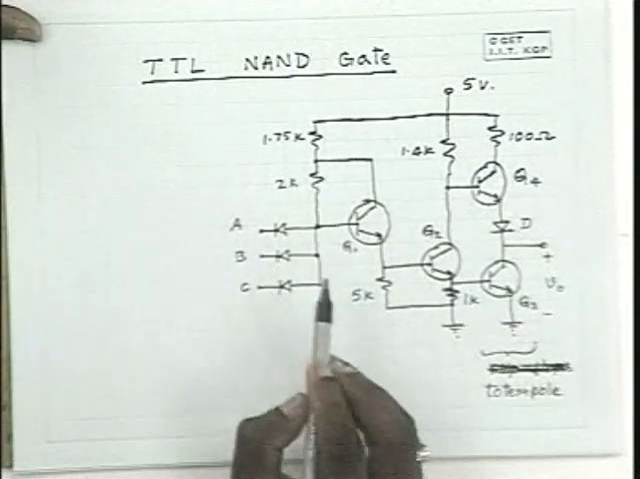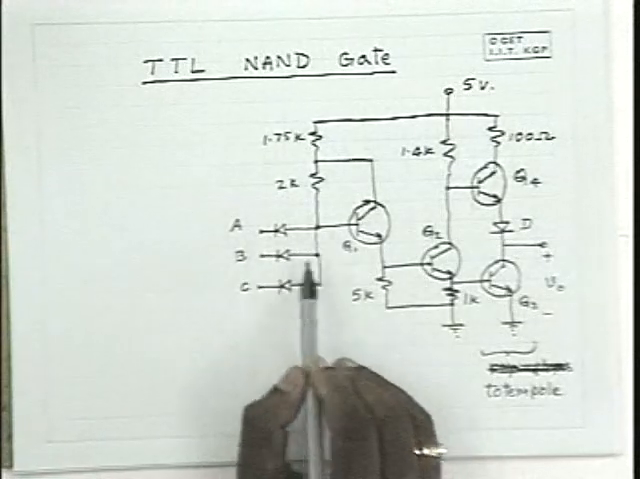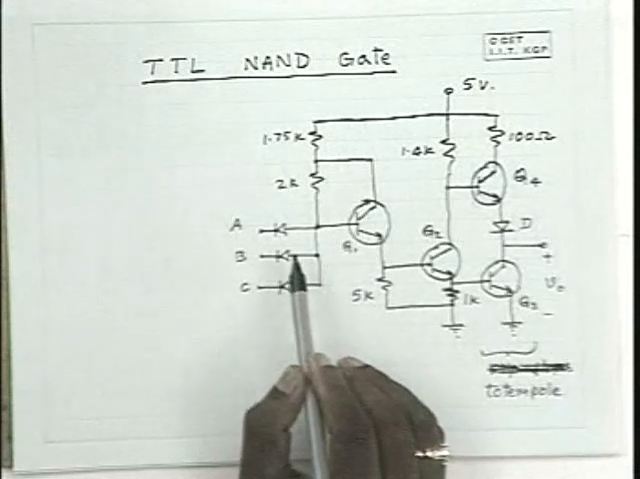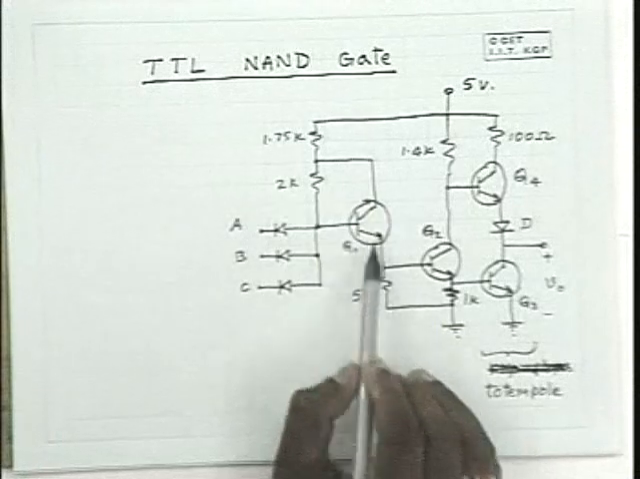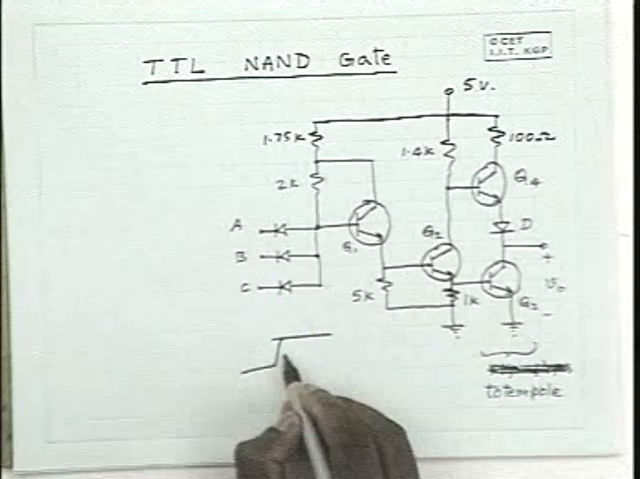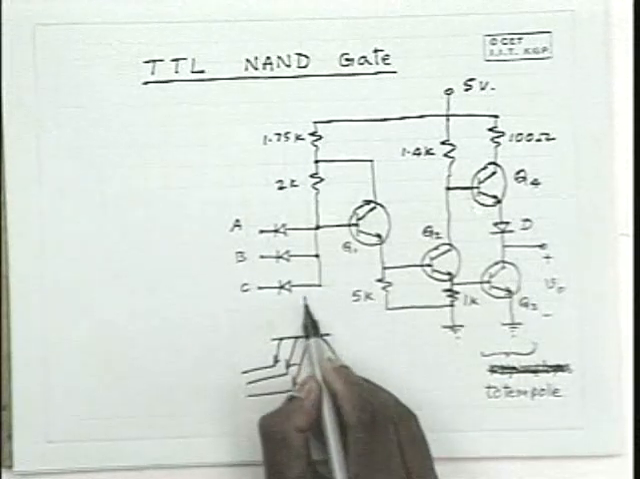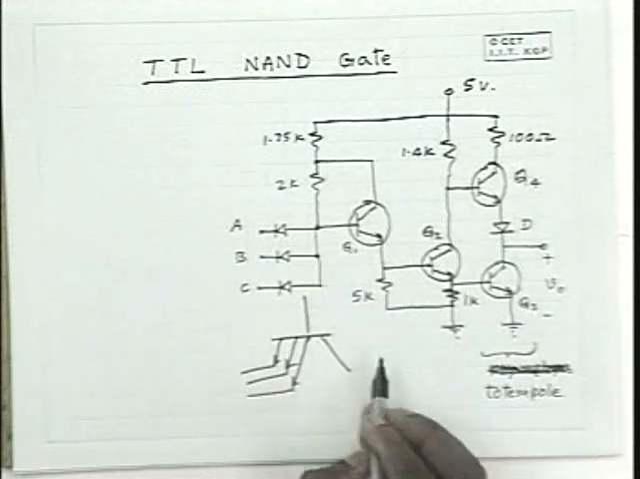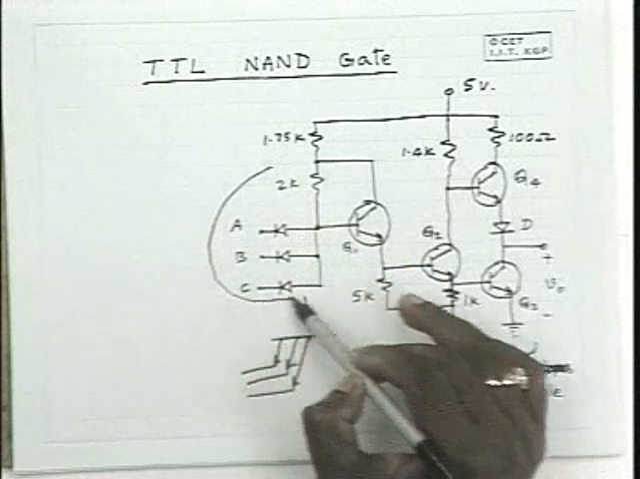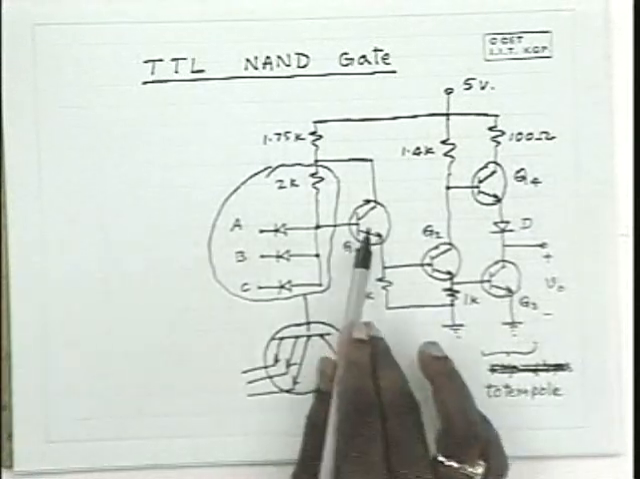Now with these three inputs, sometimes it is realized using a diode logic circuit. Instead of a diode logic circuit here, including this transistor and these diodes, we can replace it by a multi-input emitter. This is a multi-input emitter transistor. So these diodes and the resistance here can be replaced by a multi-emitter transistor, and it can be connected to Q1.